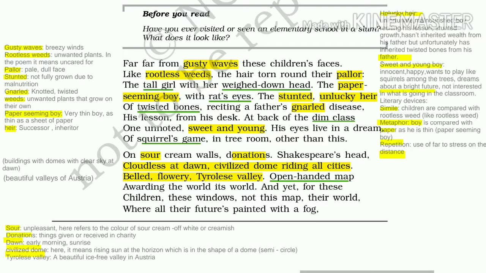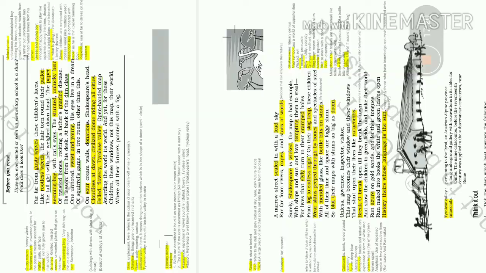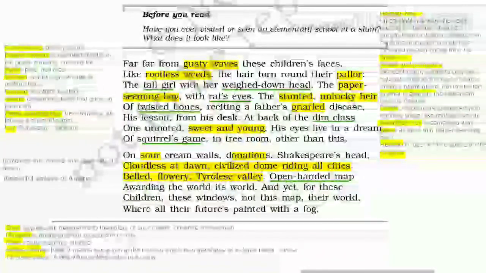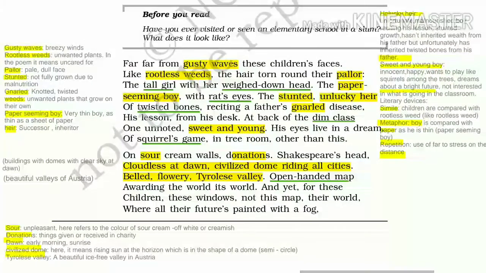Dawn means early morning. So daybreak without clouds, cloudless at dawn. Civilized dome riding all cities means a picture of multi-story buildings, and belled flowery Tyrolese Valley, a scenery of Tyrolese Valley which is full of beautiful flowers and plants symbolizing natural beauty. But all these things are meaningless for these children as they are not destined to enjoy these pleasures, nor are they taught about any such thing.